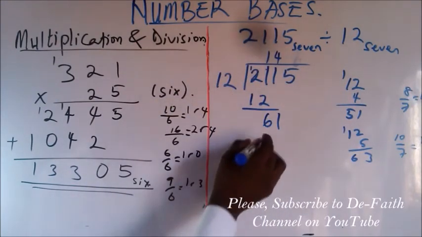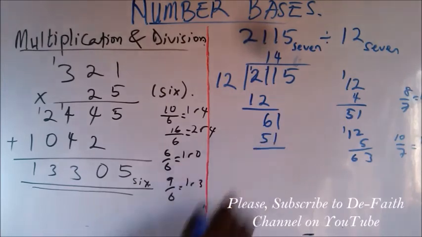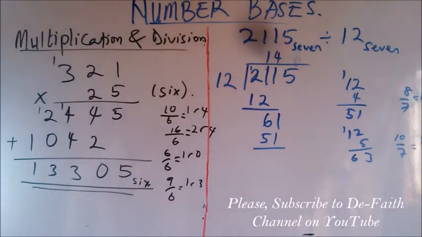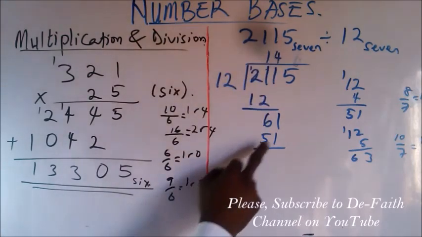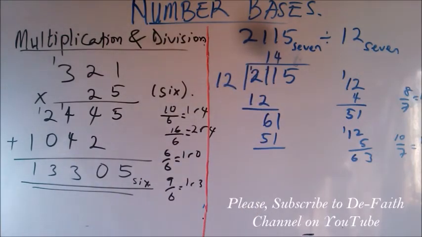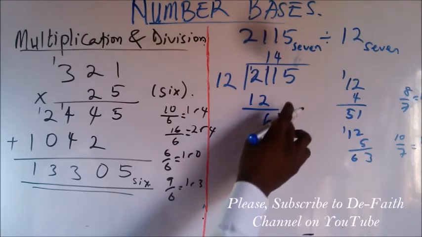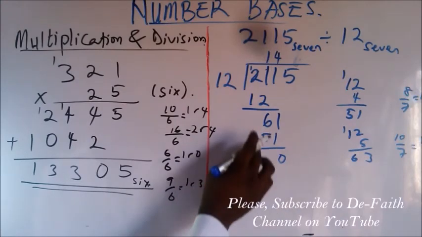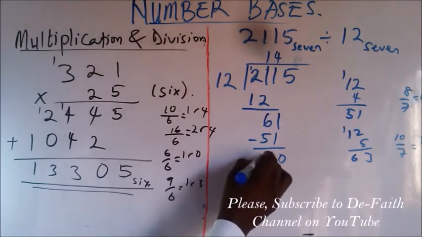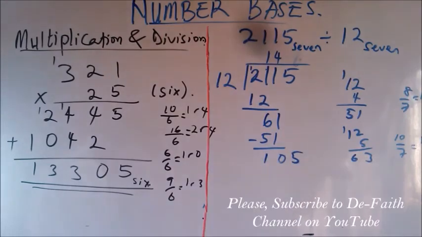4 times 12 is 51. Do not forget that we are not working in base 10 because 12 times 4 in base 10 gives us 48. Alright, so we subtract. 1 minus 1, that's 0. 6 minus 5, that is 1. And then we have 5 here. Then 12 times what will give us something close to 105.